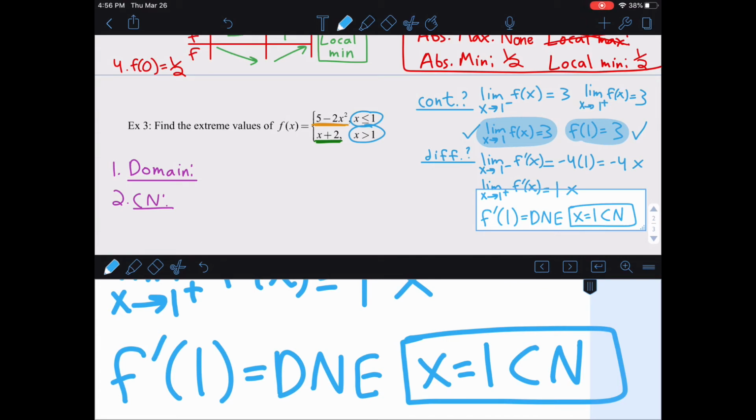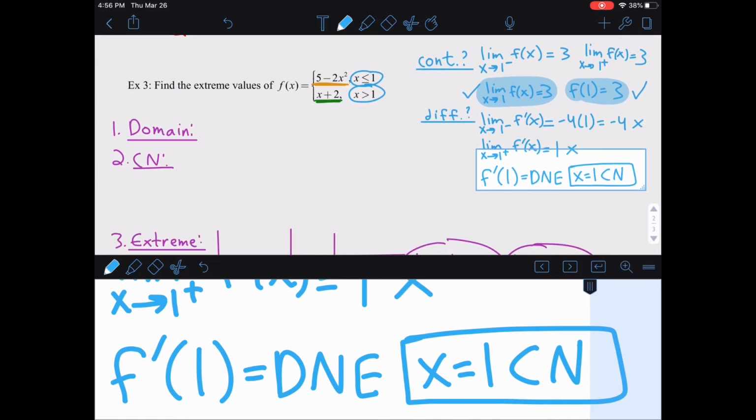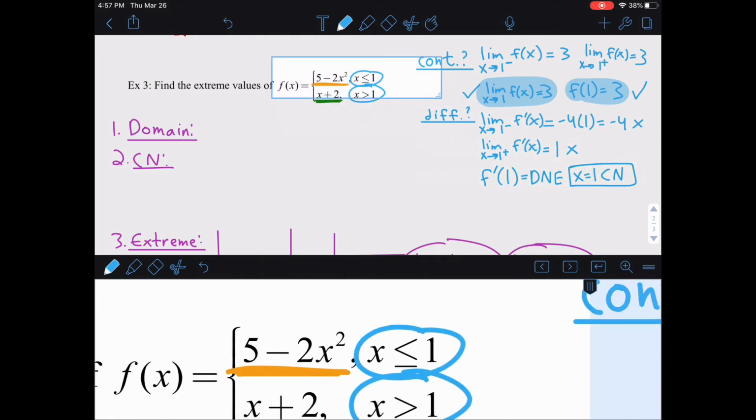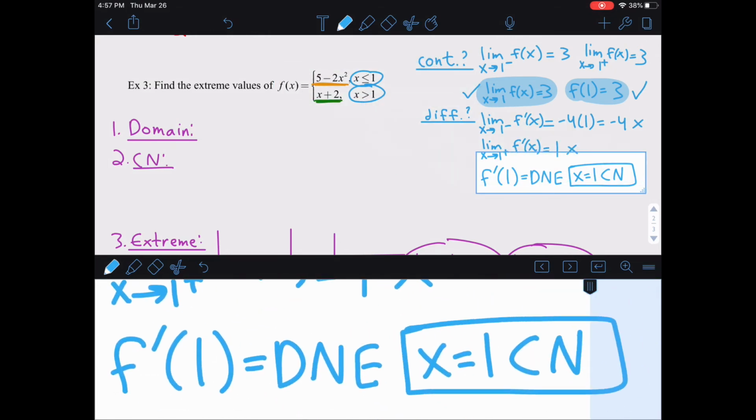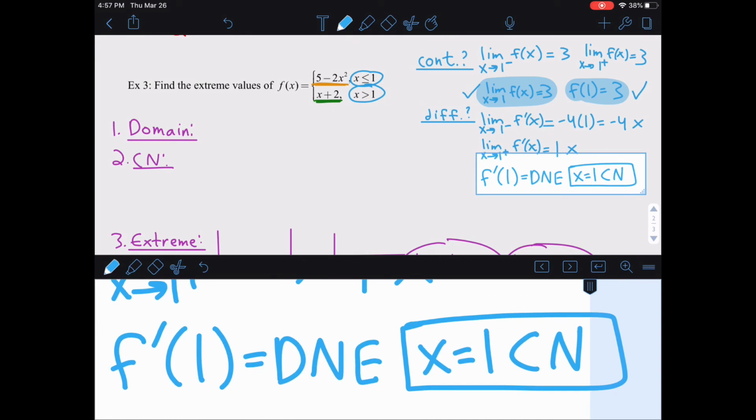All right, so before we do anything with the actual pieces of the piecewise function, we want to establish what is happening at that point where the function breaks, right? And that's at x equals 1, and we have just confirmed it is continuous but not differentiable there. If it's not differentiable, that means that it is going to be a critical number for us.